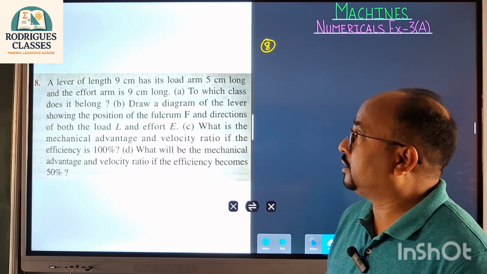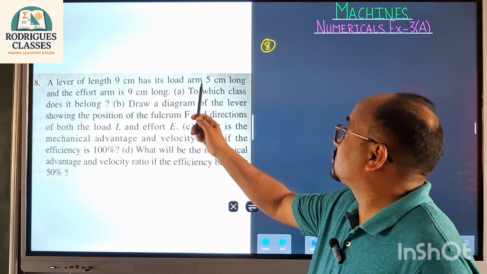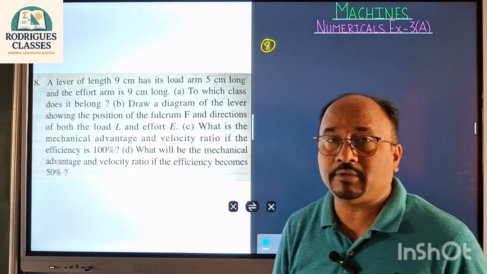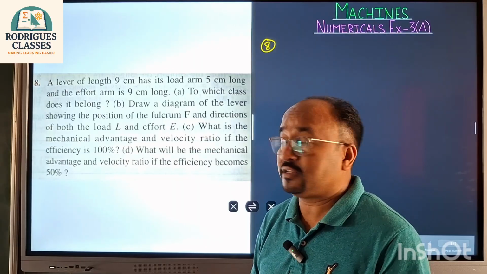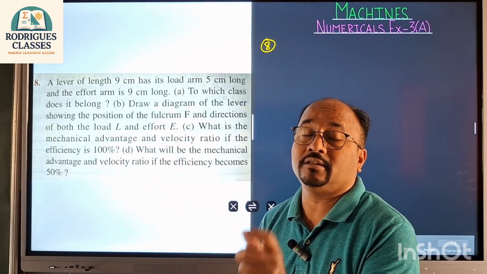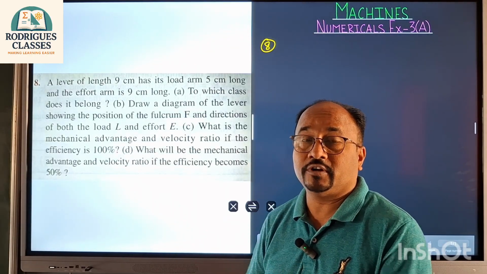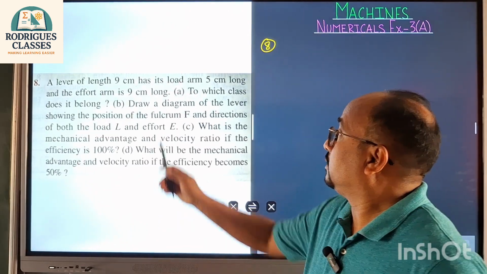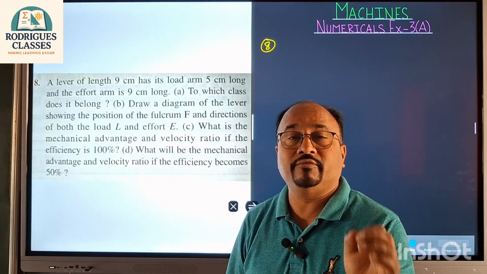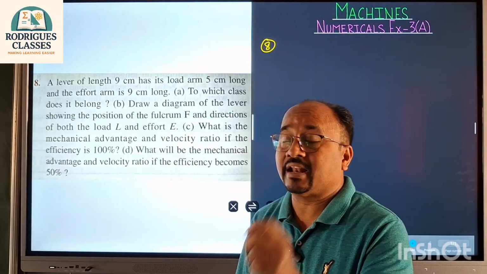Let us see numerical number 8. A lever of length 9 centimeter has its load arm 5 centimeter long. So the entire lever is of 9 centimeter. The load arm is of 5 centimeter and the effort arm is 9 centimeter long. So you should get it here that the length of the rod and the effort arm is the same. So effort will be completely at one end. Load arm is only 5 centimeters, so load will come in the middle, fulcrum will be at the other end.